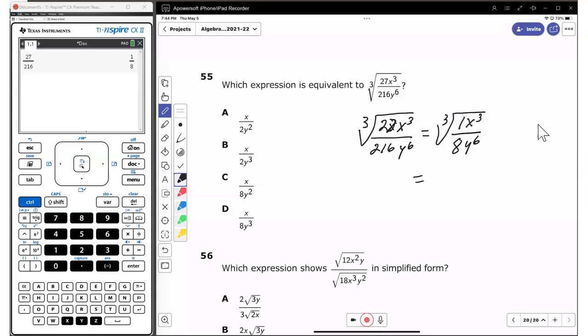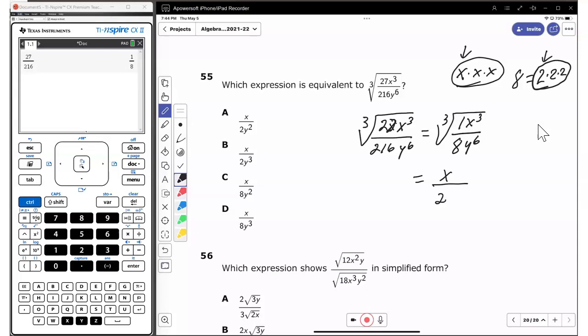We know the cube root of x cubed is just x, remember? x times x times x. So the cube root of x cubed is just x. The cube root of 8, remember 8 is 2 times 2 times 2, so the cube root of 8 is simply 2.